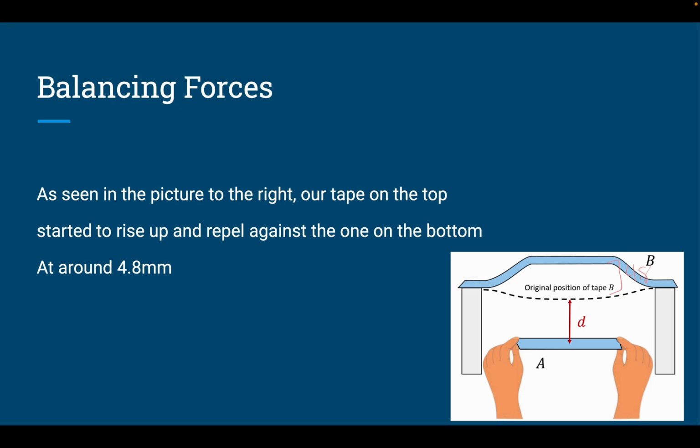As well, for this one, we determined our gravitational force by finding the mass of our tape. To do this, we took a value that was given to us in our lab handout, the grams per centimeter value, and multiplied it by the length of our tape, which was 20 centimeters, and then we got 0.24 grams, and then converted the grams to kilograms, which was 0.00024 kilograms.